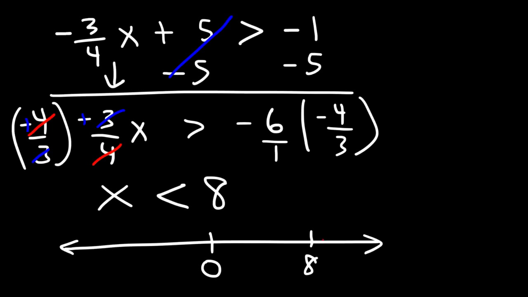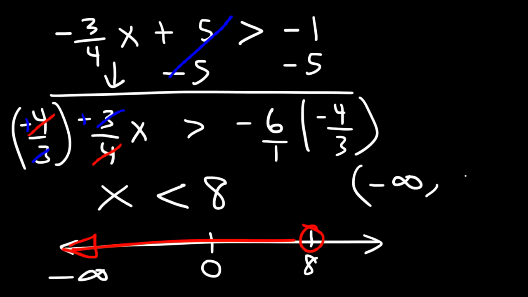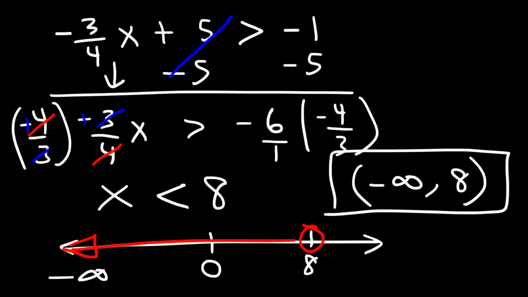So we're going to have an open circle shaded to the left. So as an inequality, we can write it, using interval notation, we can write the solution as negative infinity to 8. And so that's it for that example.